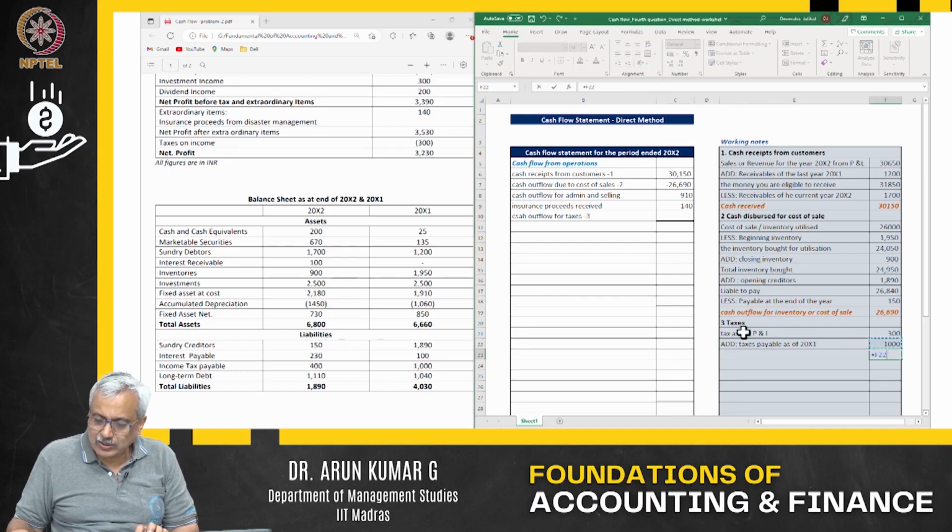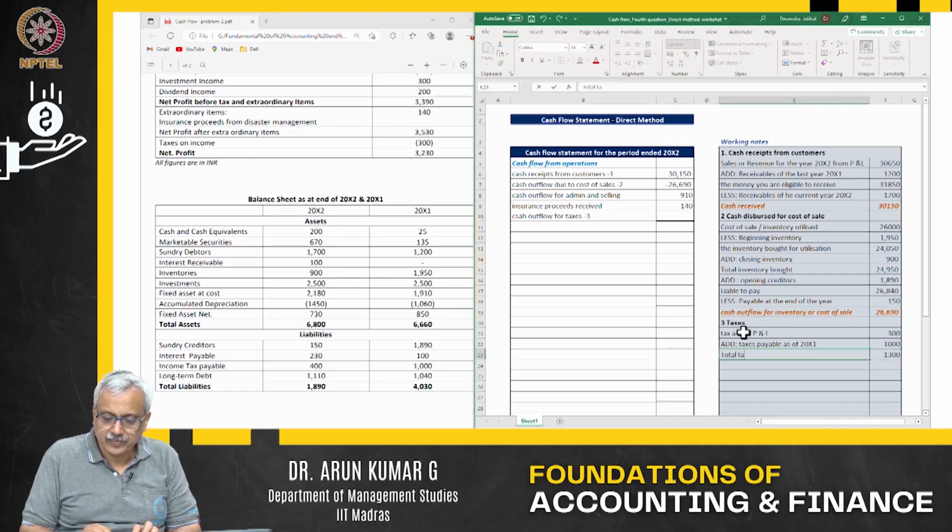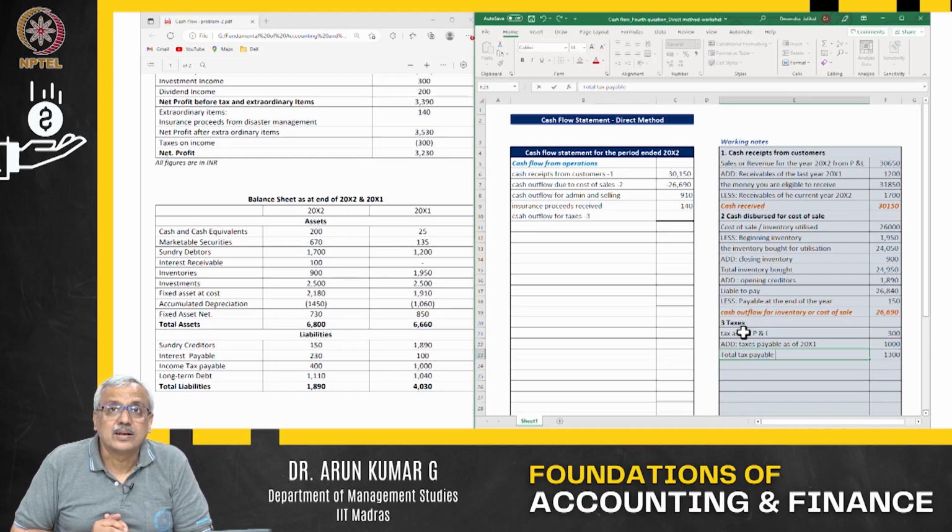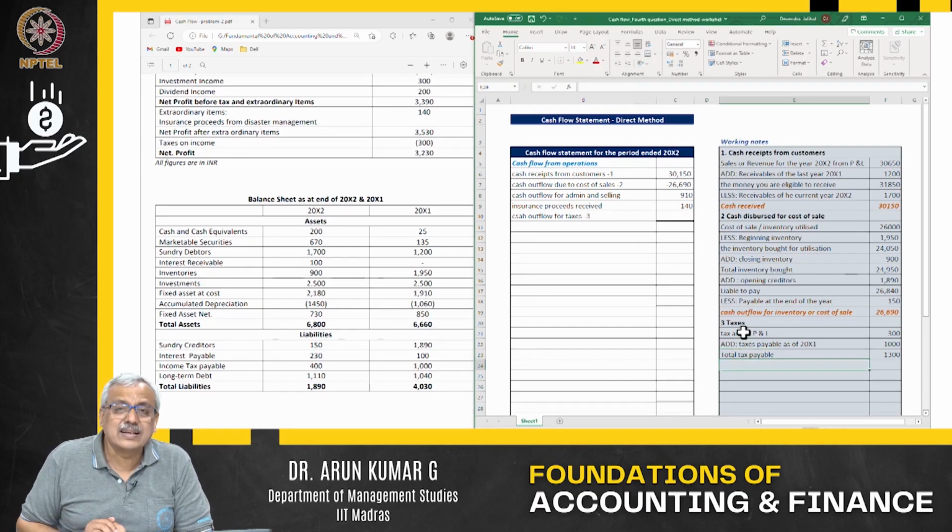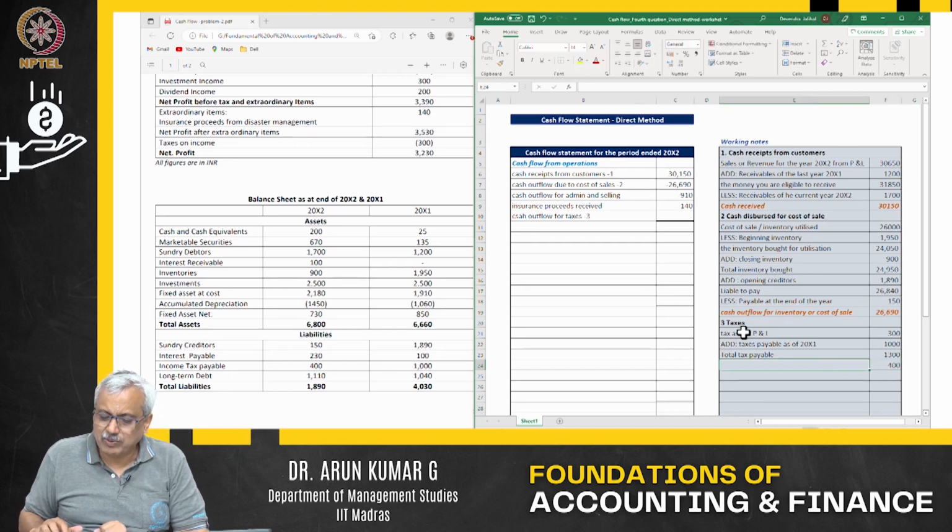So what is the total tax payable? The total tax payable is 1300. Out of the total tax payable of 1300, there is some amount still due at the end of the year. There is a $400 due that is yet to be paid.